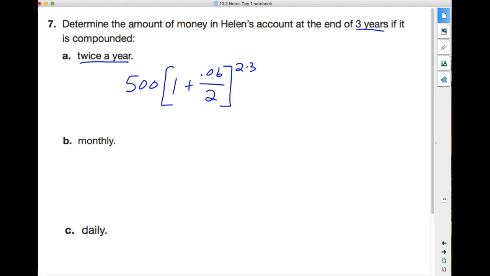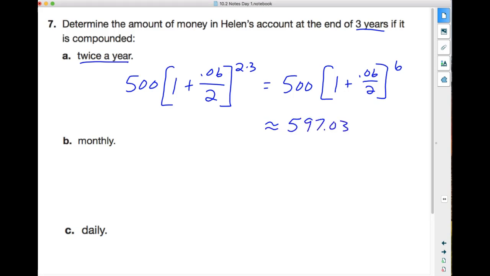So in the end, I'm mentally doing a lot of these things, okay? I'm going to take my 500 times 1 plus 0.06 divided by 2 raised to the 6th power. And when I plug that all in, we find out she's getting 597.03 as her account balance. So in 3 years, she just made $97.03 just on interest.